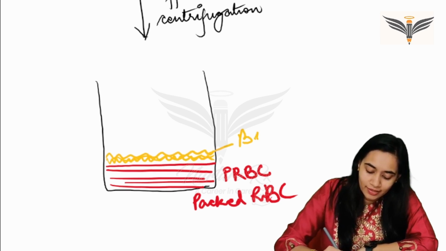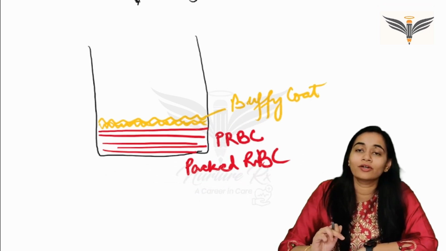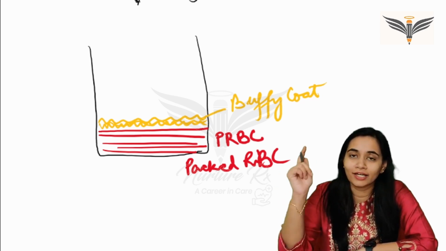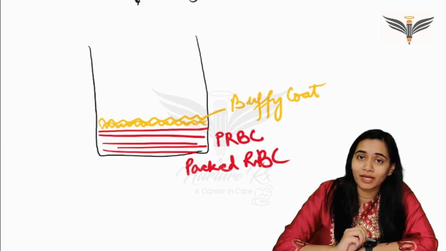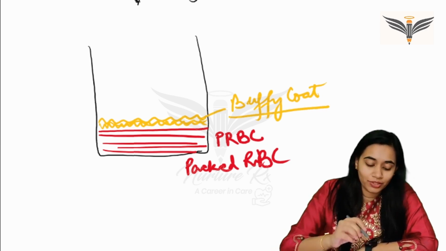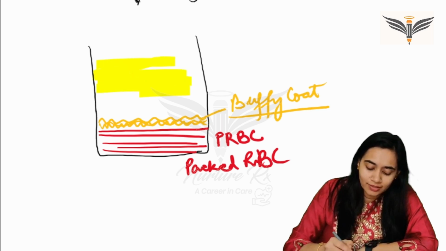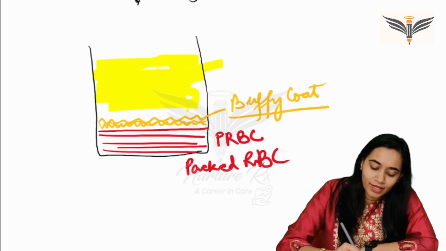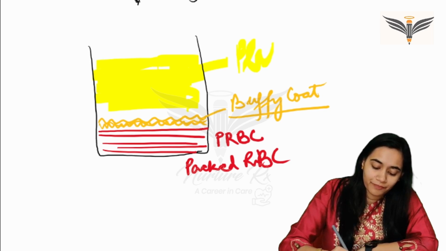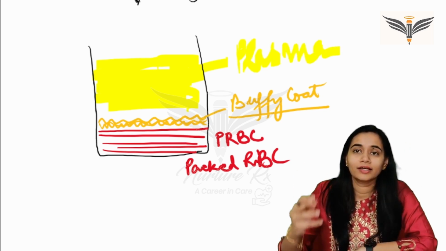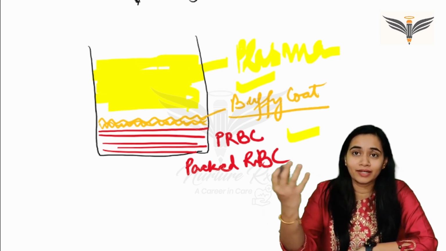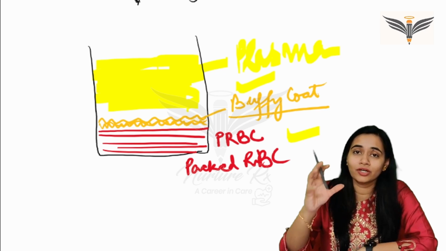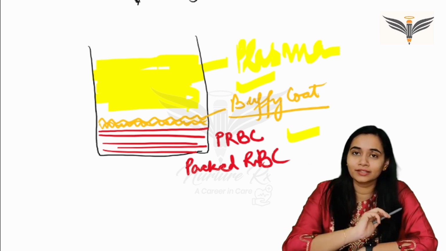This layer, the buffy coat, consists of your white blood cells and your platelets. Okay, so this forms a very thin layer just above the PRBC layer, and this forms your buffy coat. Above this buffy coat is the plasma, the liquid layer. The liquid in which the cells of this buffy coat and this PRBC is suspended otherwise is the plasma, which forms your lightest components and is present at the top.